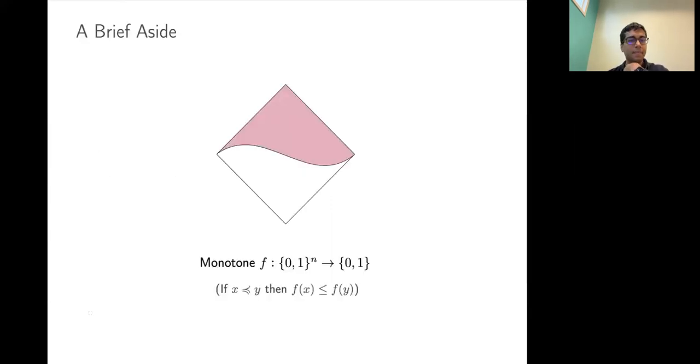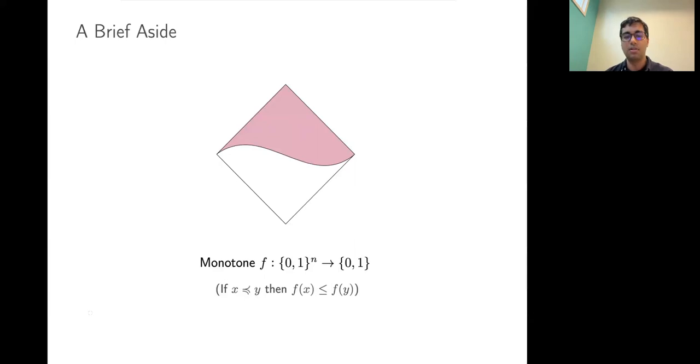And in order to motivate this, we're going to switch settings completely and talk about monotone Boolean functions. A Boolean function is just a function that takes in a string of bits, zeros and ones, and outputs either 0 or 1. And a function is monotone if when you flip an input bit from 0 to 1, the value of the function does not decrease. So if it's 0, it stays 0 or becomes 1. If it's a 1, it stays at 1.